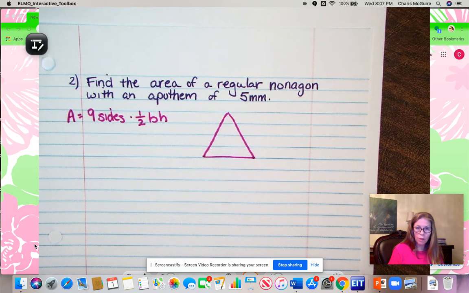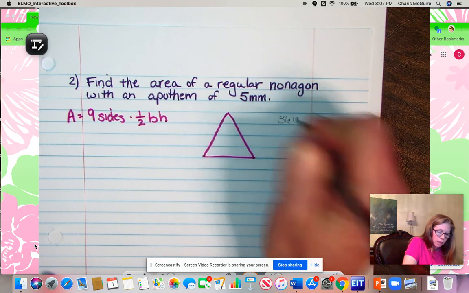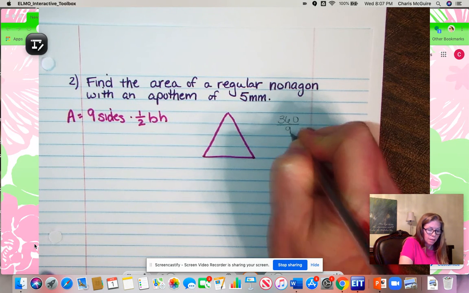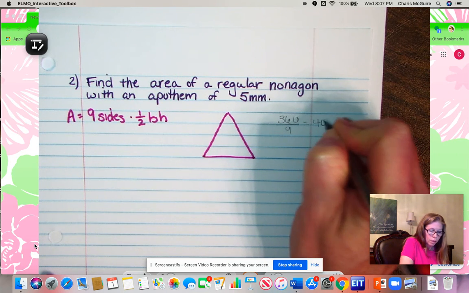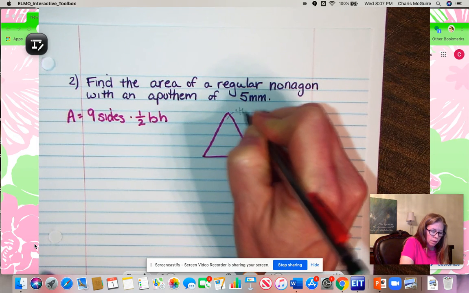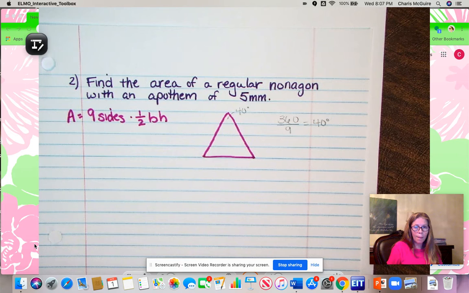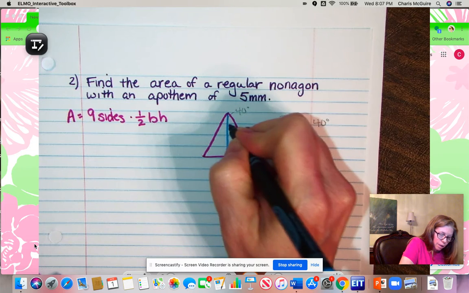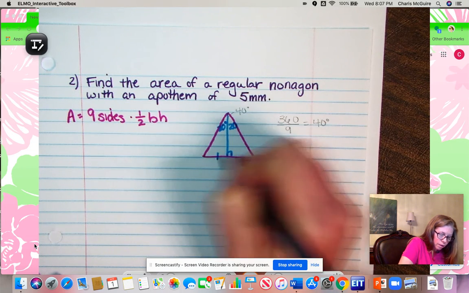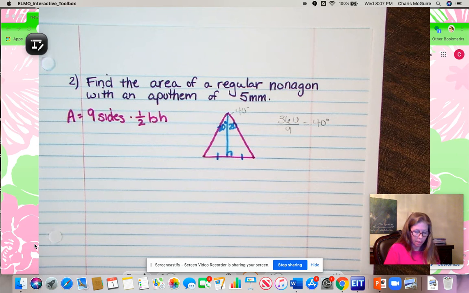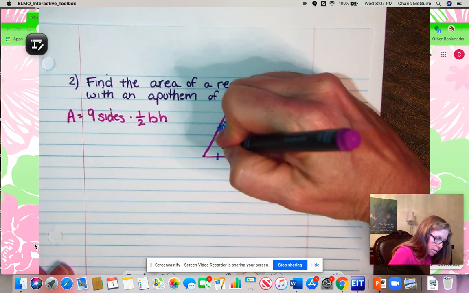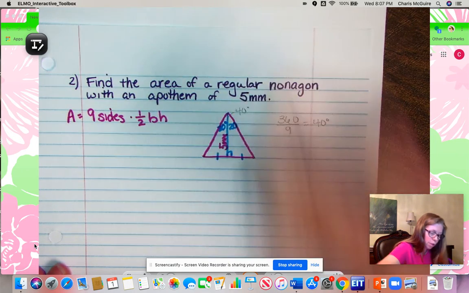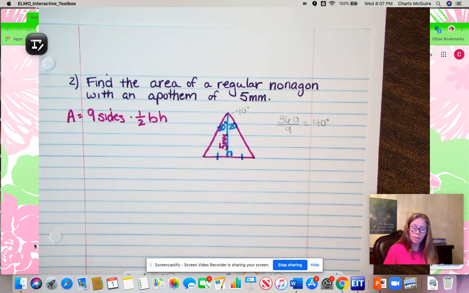So first thing I told you is let's start with the central angle. So we're going to do 360 degrees divided by the number of sides. There's 9 sides. We get a beautiful little number, 40 degrees. So this top angle is 40 degrees. And when we drop our height, our apothem, it's going to make 20 degrees on each side. All right, so it gives us the apothem measurement, right? Did you guys read that? The apothem measurement is 5 millimeters. So this is 5 millimeters right here. So we have the height of our triangle.